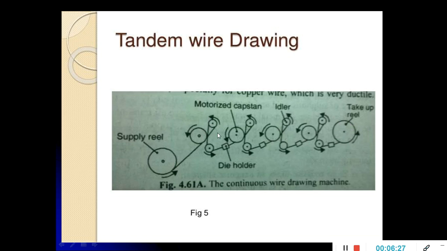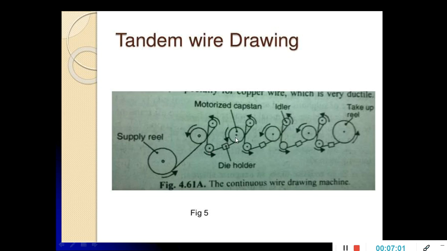In between, motorized wheels are used. See here, 1, 2, 3, 4. These are the motorized wheels, meaning they are rotated with the help of their own motor, right? And in between, the idler wheels are there. These idler wheels rotate with the wire with the help of friction only. There is no individual motor provided for the idler wheel. Only the motorized capstan wheels have motors, right?